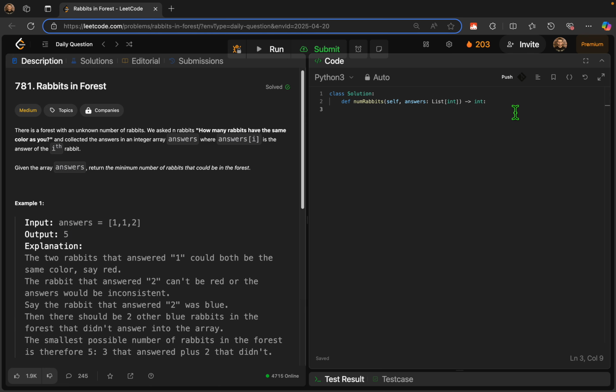So the idea is that we need to find how many other rabbits have the same color. Our output should be the minimum total number of rabbits that could be in the forest. So we will count all the rabbits.